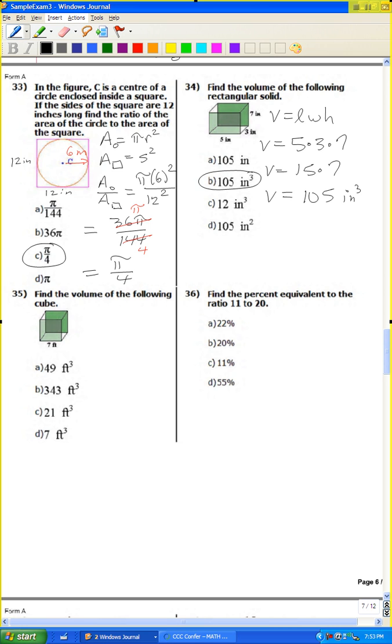35. Find the volume of a cube. The volume of a cube is just s cubed. And so 7 cubed. 7 times 7 times 7 is 343. And these are in feet, so cubic feet. B. 36. Find the percent equivalent of 11 over 20. Well, percent just means to divide by 100. So let's cross multiply.